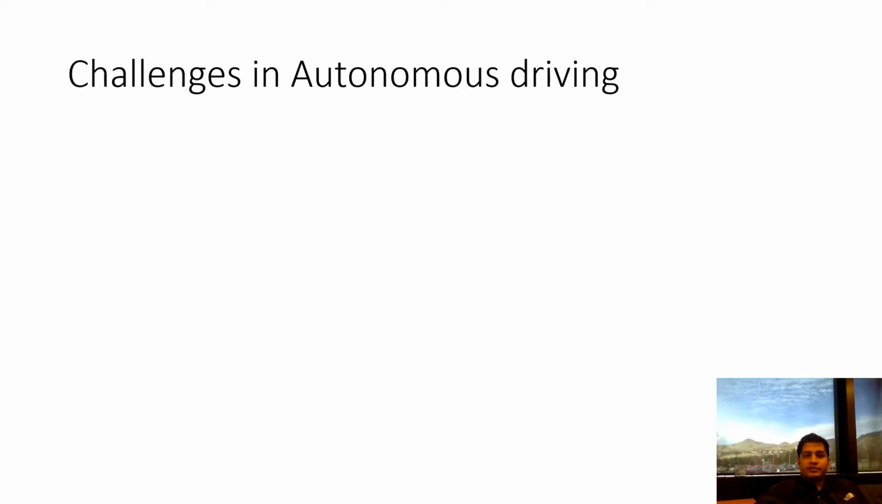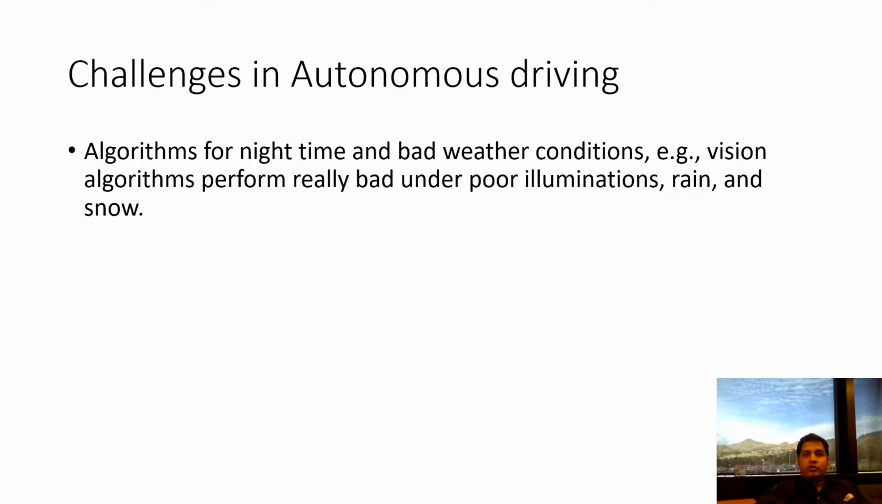So what are the challenges in autonomous driving? Have we solved the problem? What do we have to solve in order to make this a reality? I'm going to give a few challenges. Of course, this list is not exhaustive. The first one that I would like to point out is that many of the vision algorithms that we use right now perform really badly under nighttime and bad weather conditions. And I think as vision researchers, we should start focusing on this problem right now, and it's very important that we do so immediately.